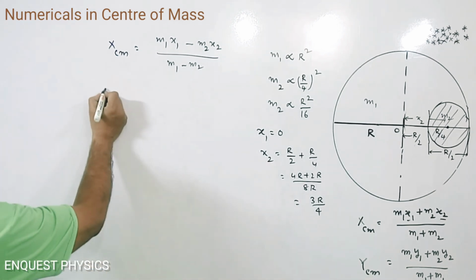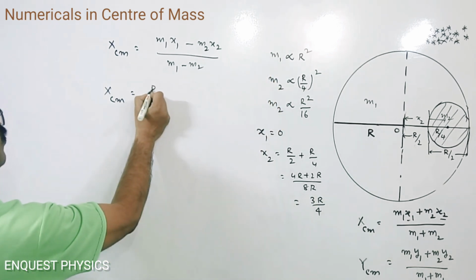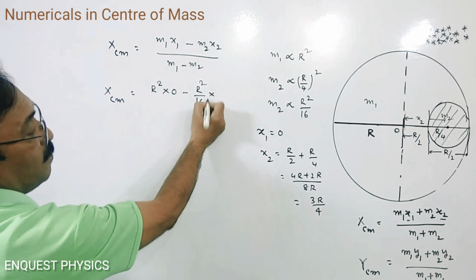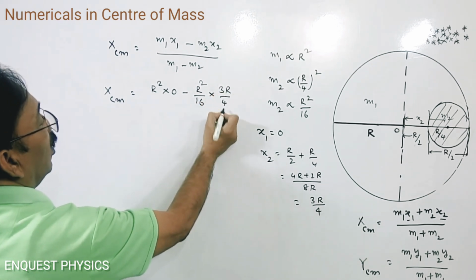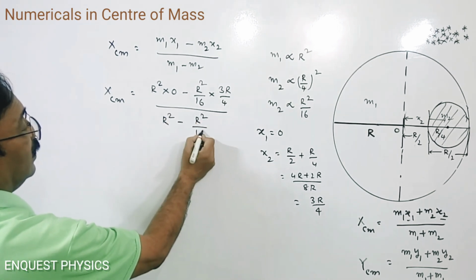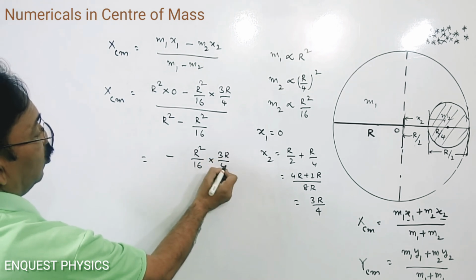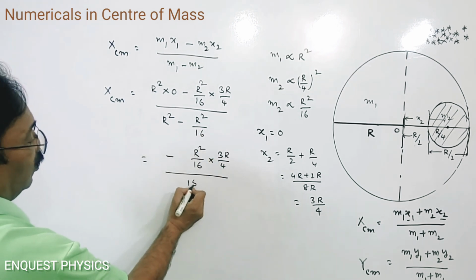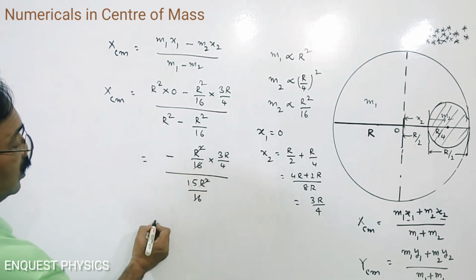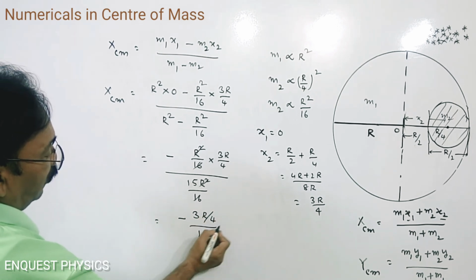Just substitute the values in. xcm is equal to m1, which is proportional to r squared, and x1 is 0, minus m2, which is r squared by 16, into 3r by 4, upon m1 minus m2, which is r squared minus r squared by 16. It is minus r squared by 16 into 3r by 4, divided by 15r squared by 16. The r squared and the 16 get cancelled, students. But we have minus 3r by 4 by 15.